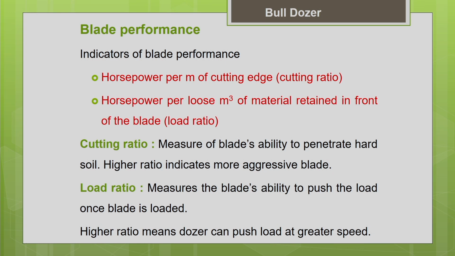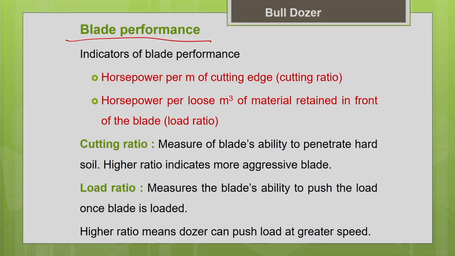So we have discussed the three types of movements: pitching, tilting and angling. There are different types of blades which we are going to discuss in upcoming slides. You need to note that for every type of blade only two movements are possible. Either you can go for angling and tilting, or you can go for pitching and tilting. So these are the two options. For every blade only two movements are possible.